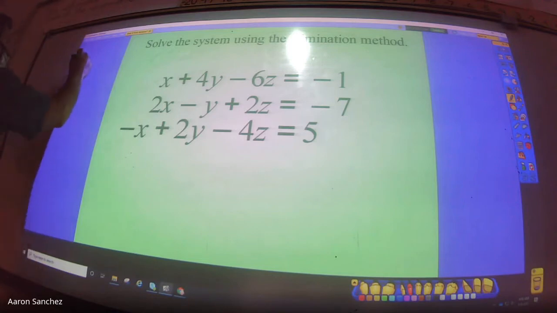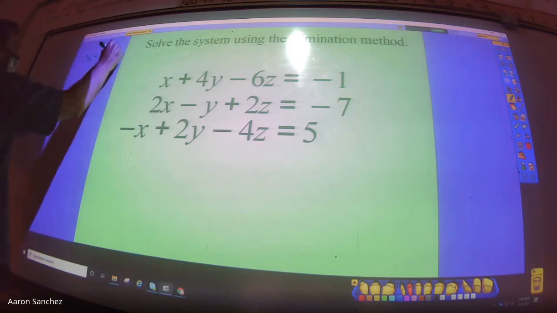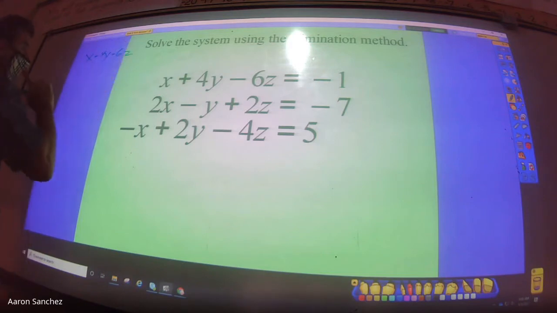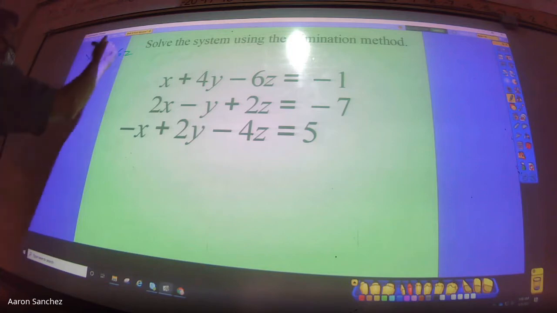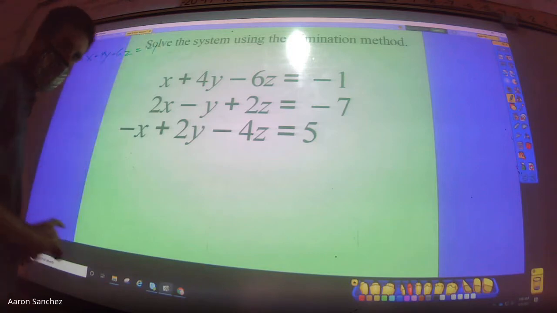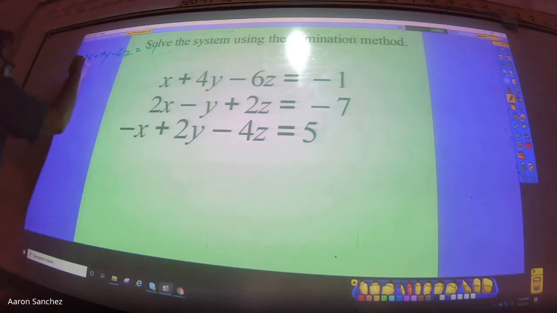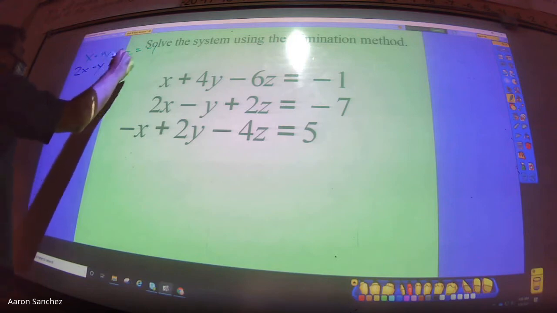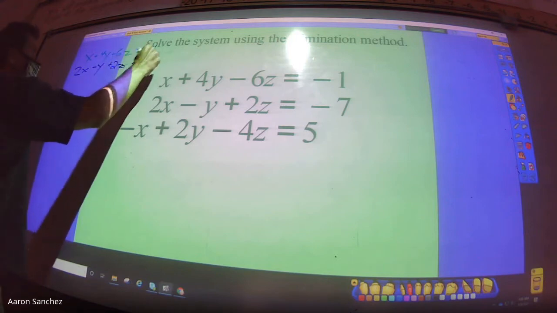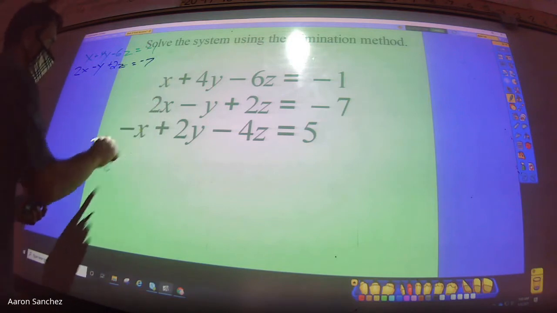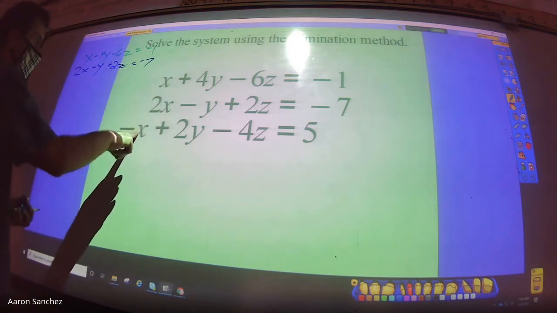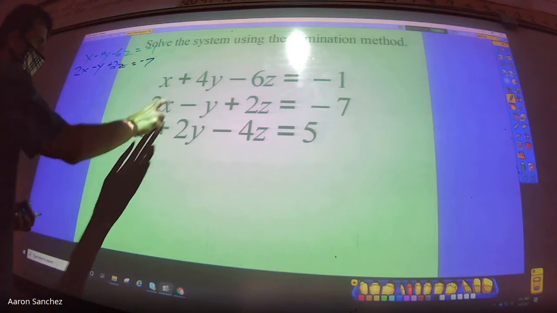Let me write it over here so I have room. x plus 4y minus 6z. Okay, what's my letter C going to be? You know what I mean by my C? Let's make this my C. 2x minus y plus 2z equals negative 7. And then I'll make this, actually I could make this my C too because of the negative x. But I already did that, right?